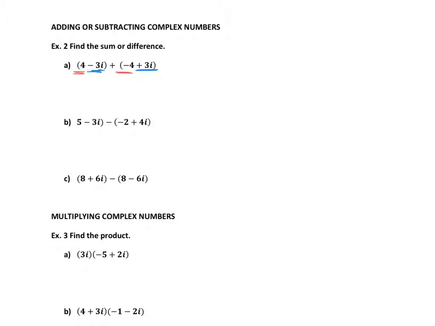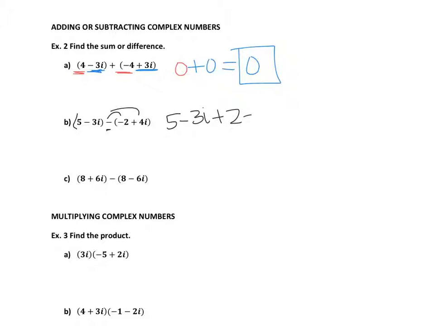So when I do that, 4 plus negative 4 is 0. And negative 3i plus positive 3i is 0. Now in this one, it actually zeroed out, so our answer is 0. On part B, when you have a negative, you have to distribute it to everything behind it. So I'm going to come over here and rewrite 5 minus 3i plus 2 minus 4i.